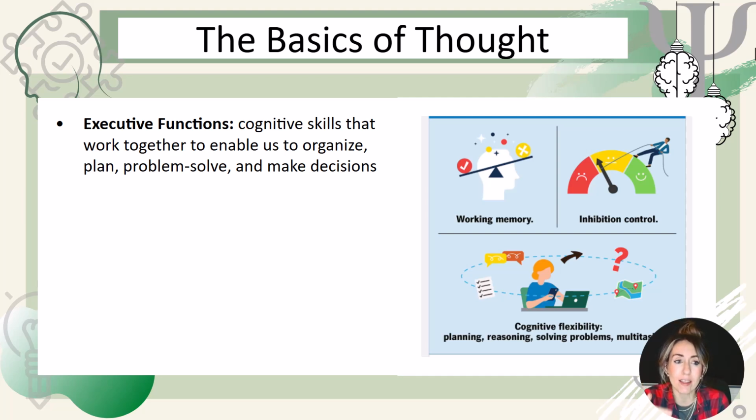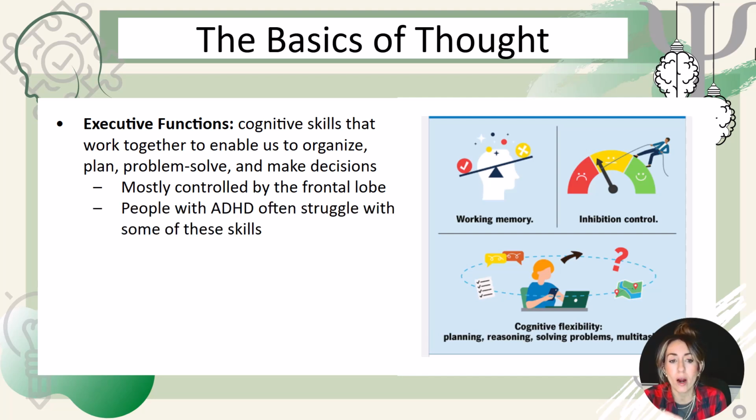Ultimately, these are kind of like the special skills that make us uniquely human, right? Most of these are controlled in the frontal lobe. And also, if you've ever heard, we talked about ADHD, or students who have attention deficit disorder, which is what ADHD stands for, sometimes people with that disorder often struggle with some of these executive functioning skills.